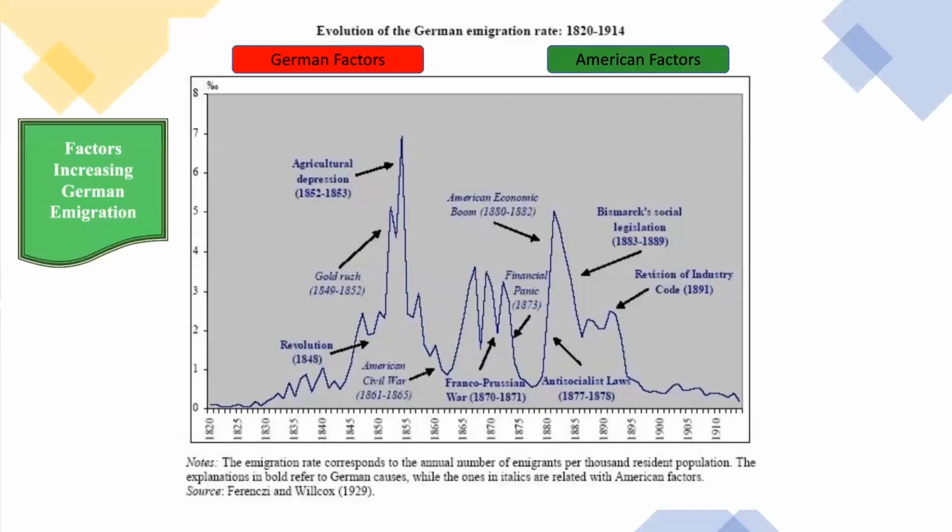This is a German immigration graph. It covers a time period from 1835 to 1900. Immigration from Germany to the U.S. fluctuated for various reasons. This graph shows why it increased and decreased.